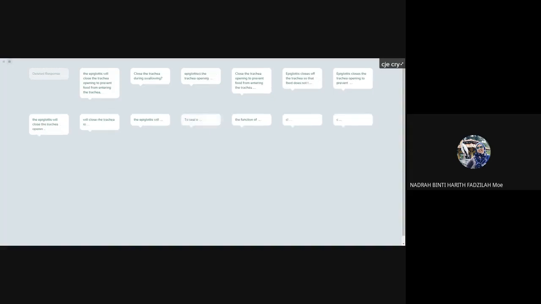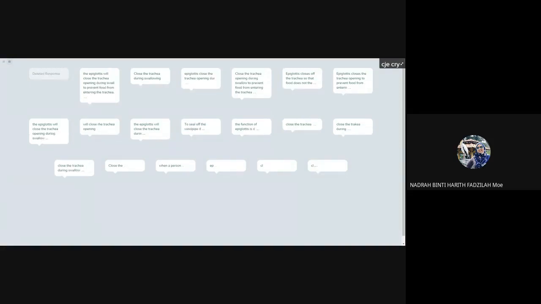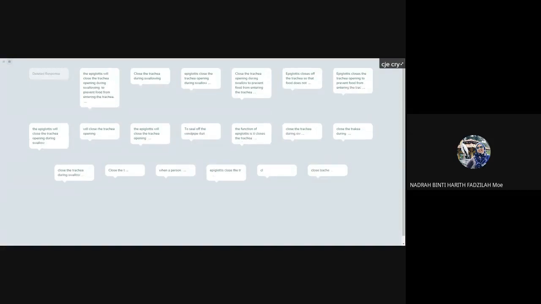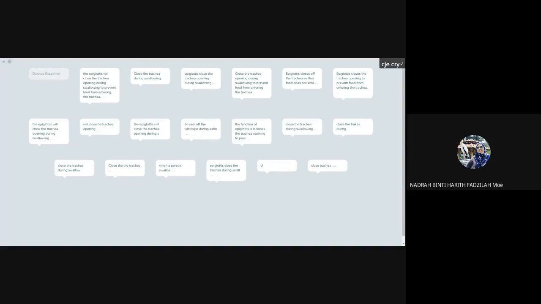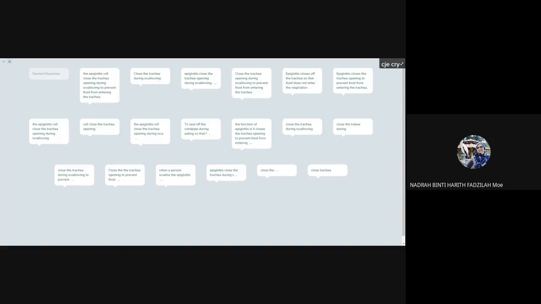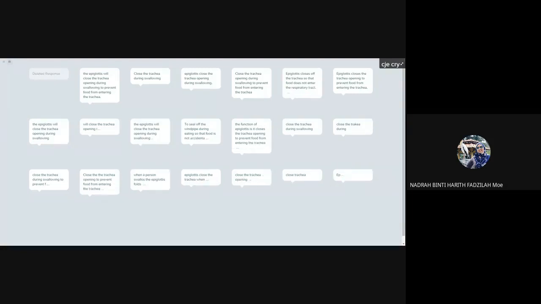Yes. So the reaction between salivary amylase and the physical movement of our tongue will turn our food into the bolus form, bentuk spherical tu, and then it enters the esophagus. When the food enters the esophagus, the epiglottis berperanan untuk close the trachea during the swallowing movement. Okay, very good.